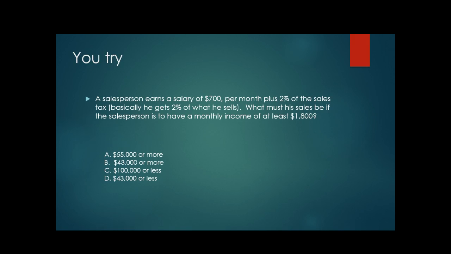So here's your turn. A salesperson earns a salary of $700 per month plus 2% of what he sells. What must his sales be if the salesperson is to have a monthly income of at least $1,800? So you want $1,800 or $1,801 or anything greater than $1,800. It could be A, $55,000 or more, B, $43,000 or more, C, $100,000 or less, or D, $43,000 or less. Go ahead and try now.